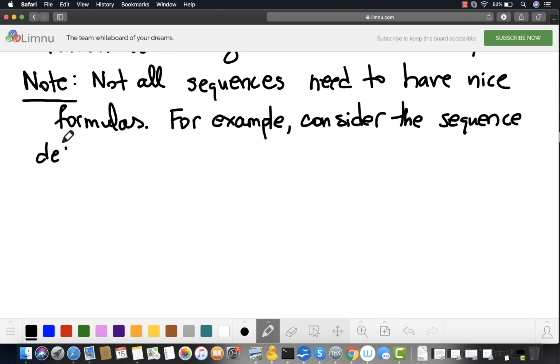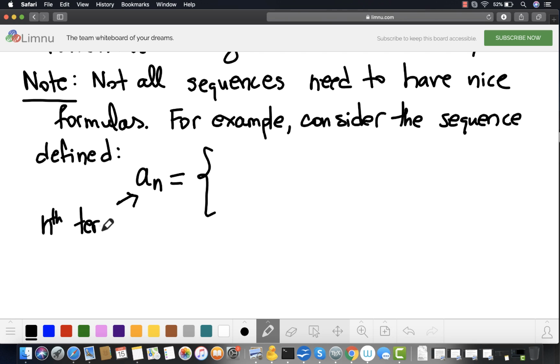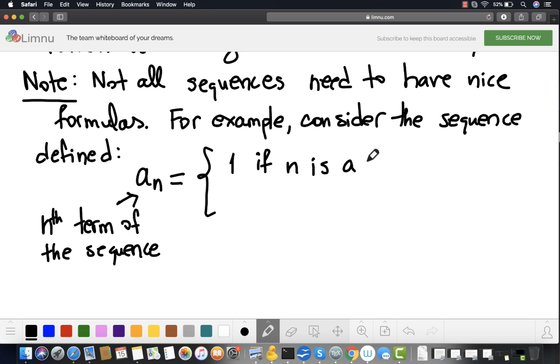So I'm going to tell you the formula for the nth term. The formula is not given by a function, it's just some piecewise defined thing. So a sub n, in other words, this is the nth term of the sequence. In other words, a sub n is 1 if n is a power of 2, and it's 0 if n is not a power of 2.